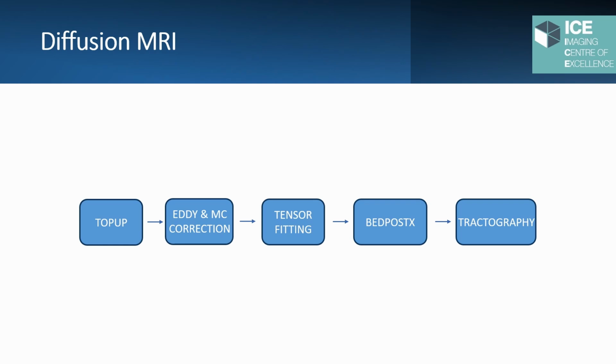The schematic is an overview of how we typically go about this workflow. So we'd start by correcting distortions in the field using top-up, and then we do eddy and motion correction. Then we move on to tensor fitting, and if we wanted to do tractography, we'd do bedpost X for FSL's probabilistic tractography. So the way we've implemented this is that top-up, eddy current correction, motion correction, and tensor fitting are all part of a single function.